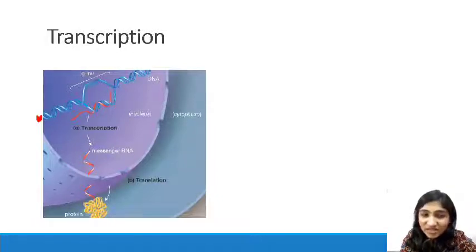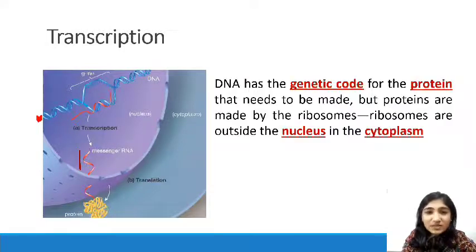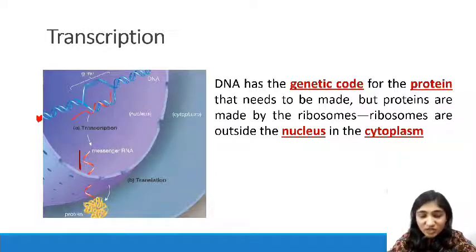So from the DNA in this diagram, the colors are not like this in real. This red strip is known as messenger RNA. So DNA is transformed into RNA. Let us see. DNA has the genetic code for the protein that needs to be made. We have seen in the previous slide that DNA has the information for protein synthesis. So DNA will control the process of protein synthesis. It has the information which is needed for protein making.